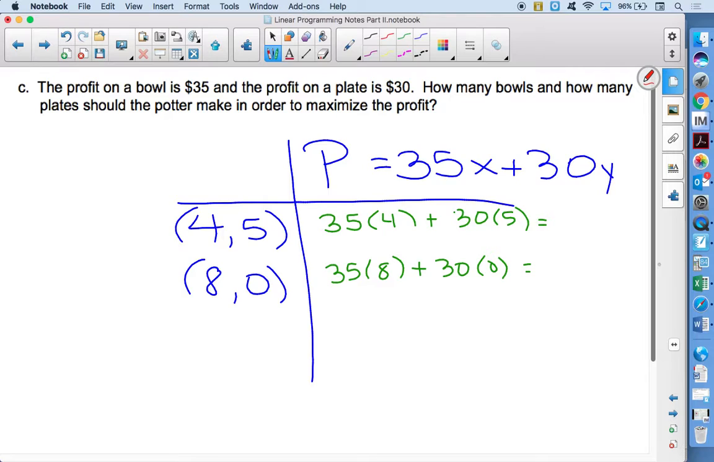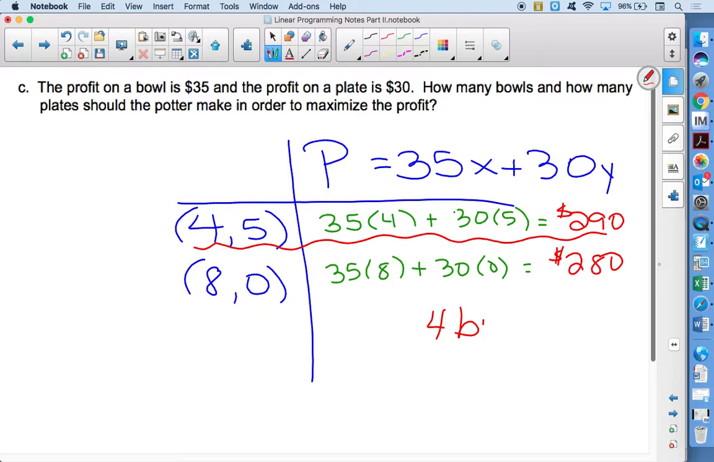Actually, maybe not. It was a close call. All right, what do you have for 4 and 5? 290. And then 8, 0 is 280. Very close. So the maximum profit would be $290 if we made 4 bowls and 5 plates.